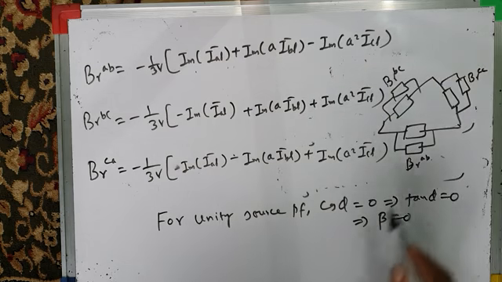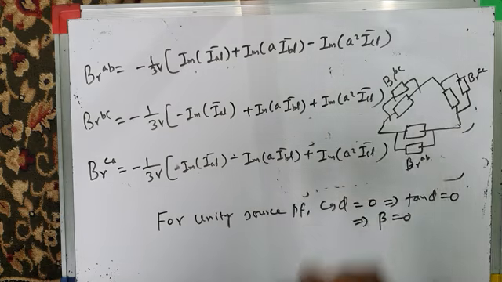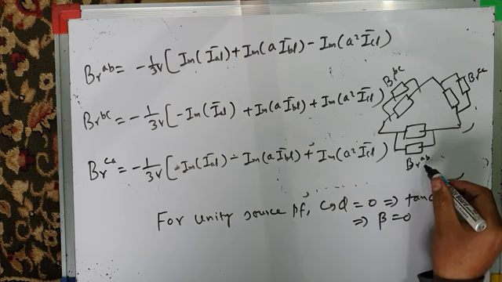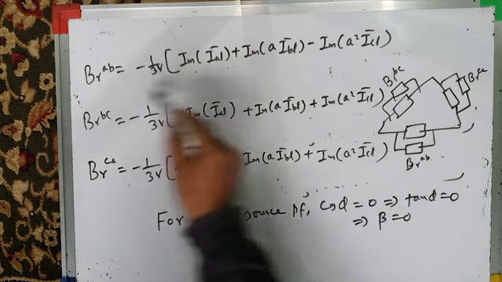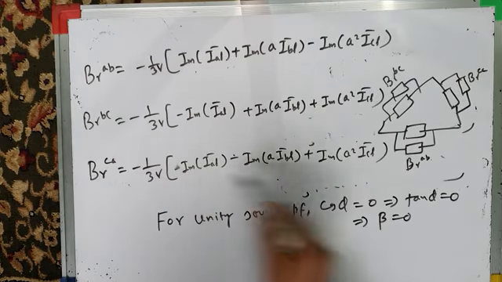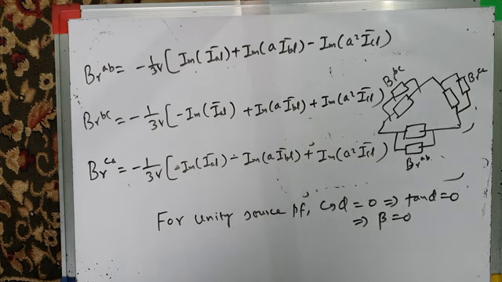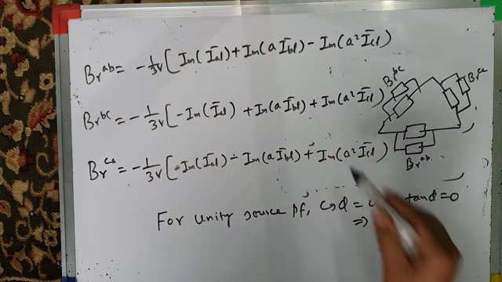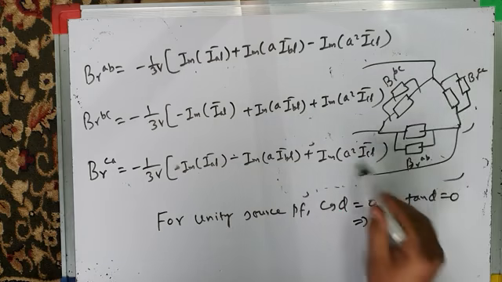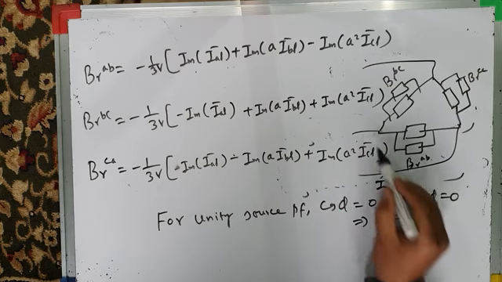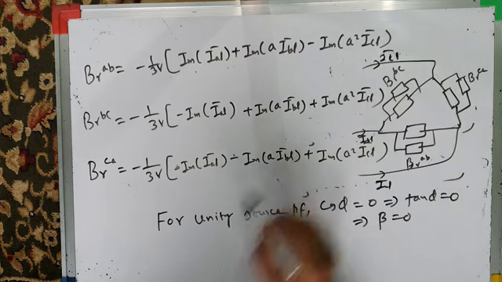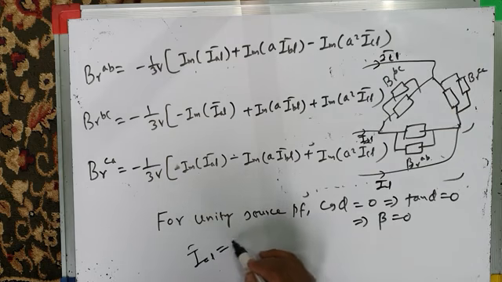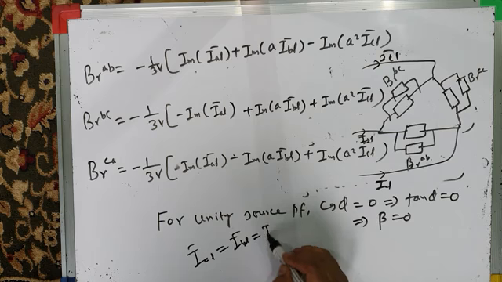For unity power factor and for complete load balancing, so that balanced line currents flow, what should be the values of B gamma AB, B gamma BC, B gamma CA? They will be given by these three equations. So it will serve both purposes. Number one, your load will get balanced. The line currents IAL, IBL, and ICL will be perfectly balanced, that is, IAL will be exactly equal to IBL, which will be exactly equal to ICL.